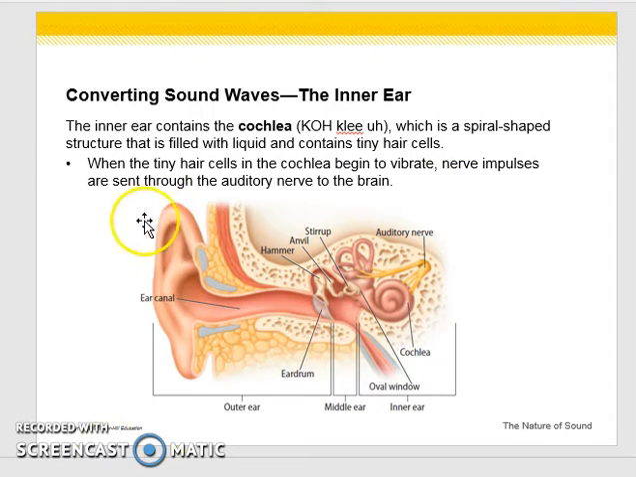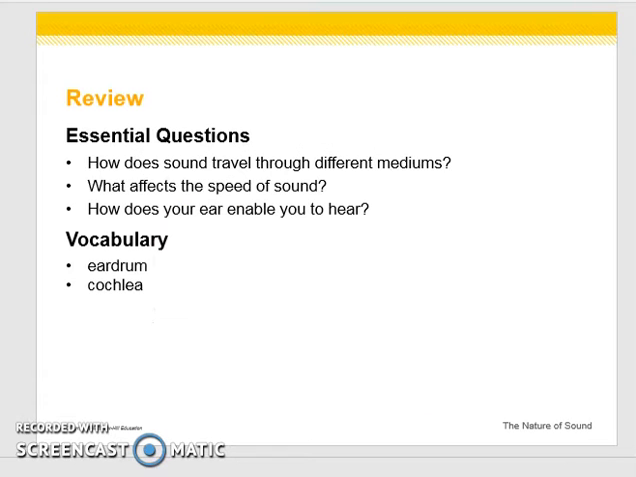I do want you to write down that there is an image of an ear on page blank and that you need to study that. And for the quiz, the essential questions are: how does sound travel through different mediums? What affects the speed of sound? How does your ear enable you to hear? And our new vocabulary words are eardrum and cochlea.